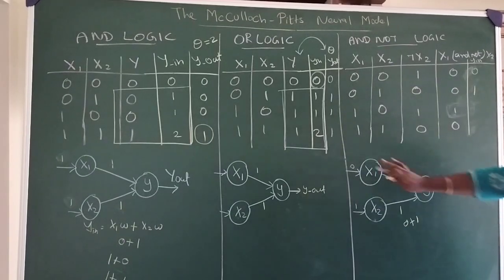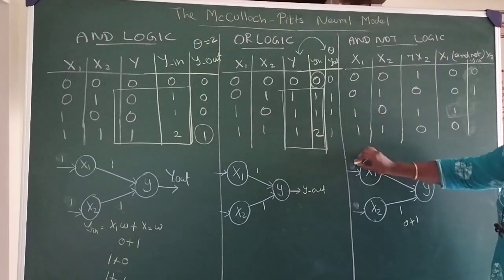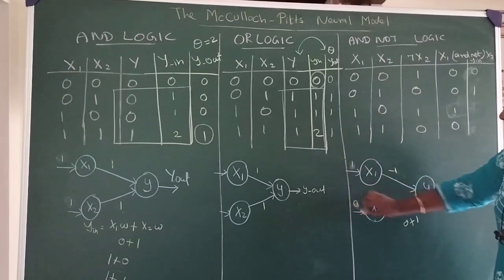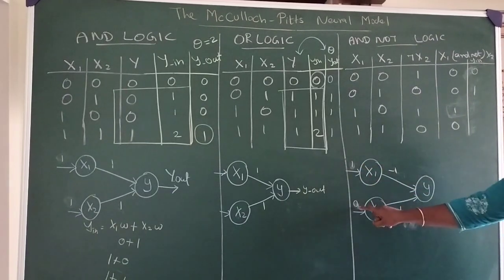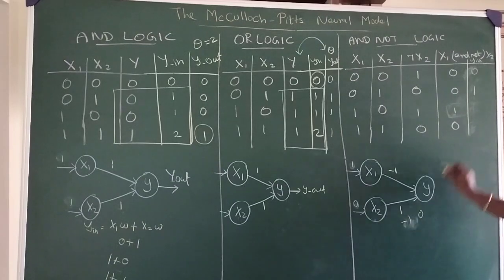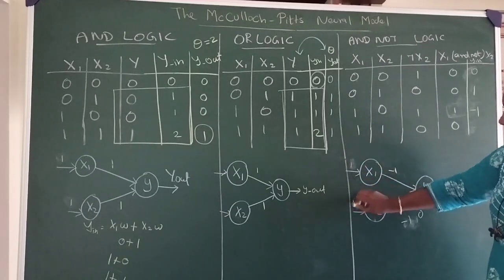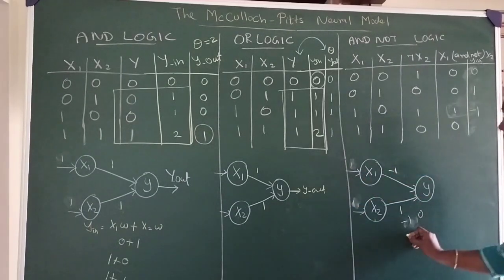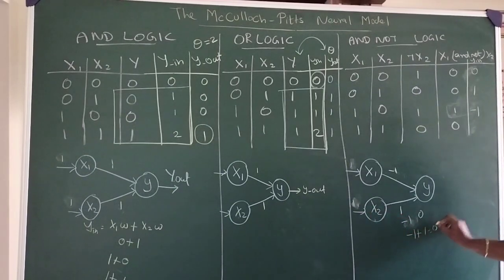This is for the second category. For the third category, I can write x1 as 1 and x2 as 0. Your input will go as 1 into -1 is -1 and 0 into 1 is 0, so it is going to be -1 here. And for the last category, it is 1 and 1: 1 into -1 is -1 plus 1 into 1 is 1, so it is going to be 0.